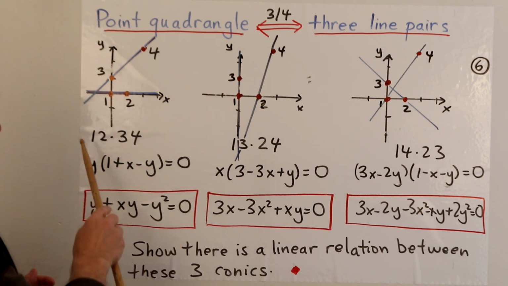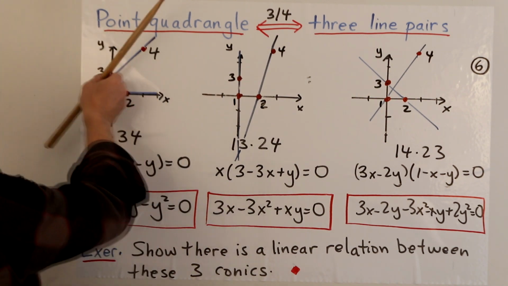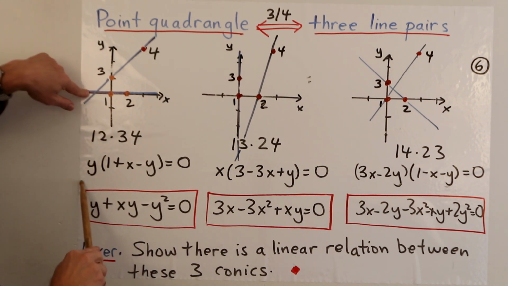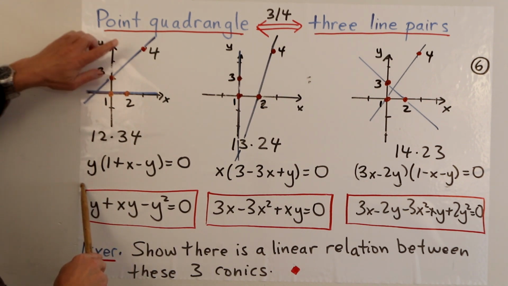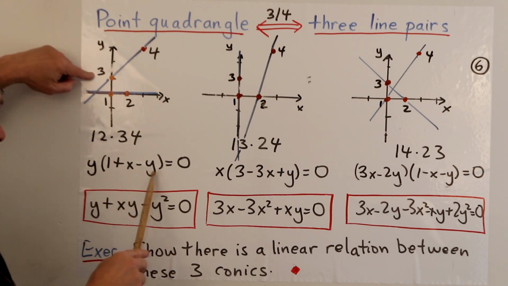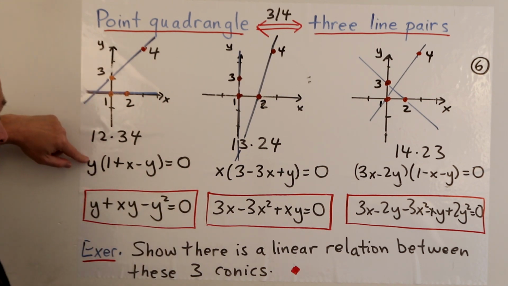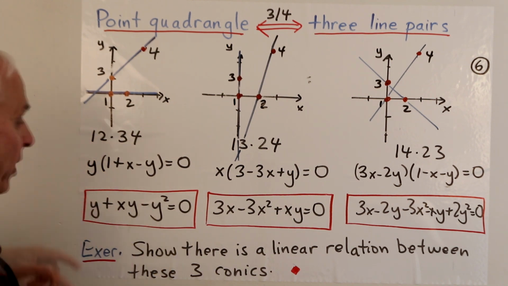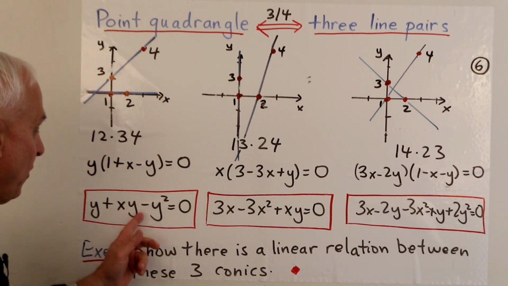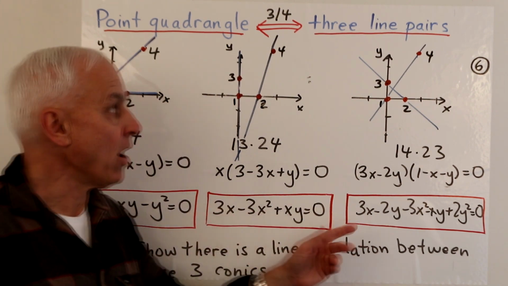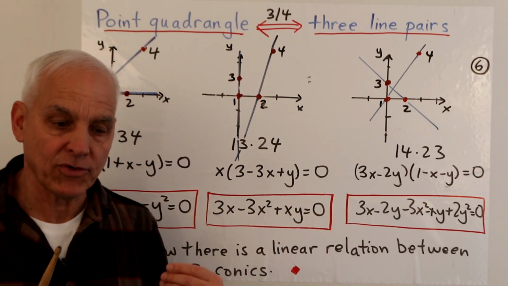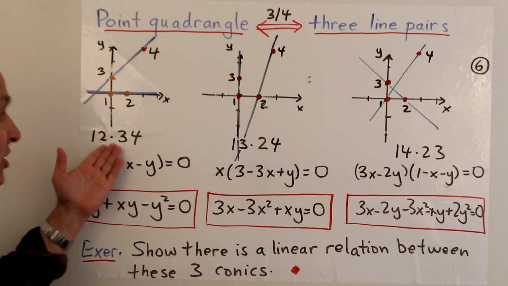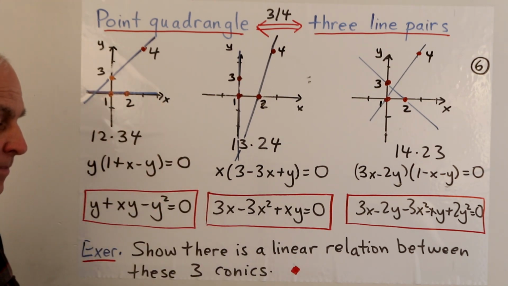And similarly, 1, 2, and 3, 4. The 1, 2 is the x-axis that has equation y equals 0. This one here has equation 1 plus x minus y equals 0. We put them together, we get that thing there. We expand it out, we get y plus xy minus y squared equals 0. So these 3 conics are all line pairs, and they correspond exactly to the 3 meets of these 4 points.